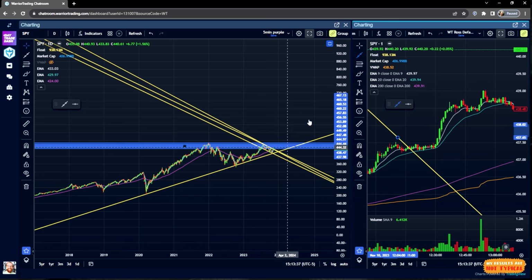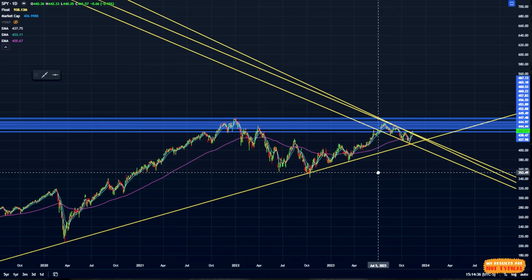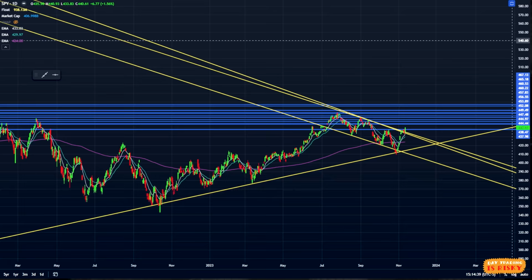Now, some traders will ask how to draw ascending and descending support and resistance levels. My rule of thumb is that you want to make sure the trend line is touching in the most places possible.